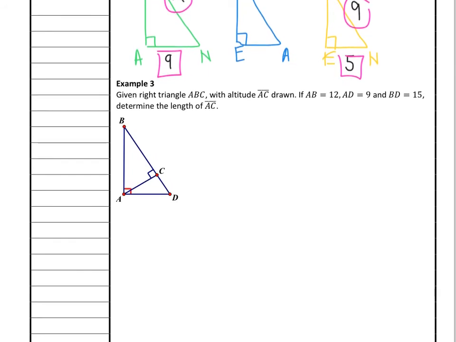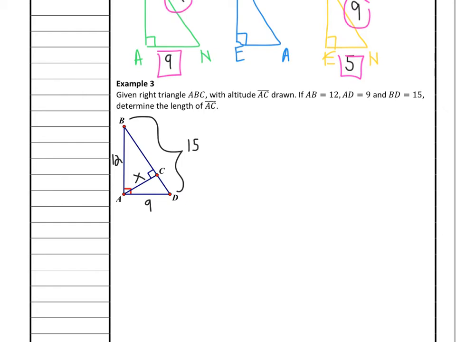All right, so this one says, given right triangle ABC, the altitude AC is drawn. If AB is 12, so I'm going to put a 12 in here. AB is 12. AD is 9. And BD, so this entire piece here, is 15. Determine the length of AC. So my X is in the middle this time. All right. So I labeled everything that the picture told me.